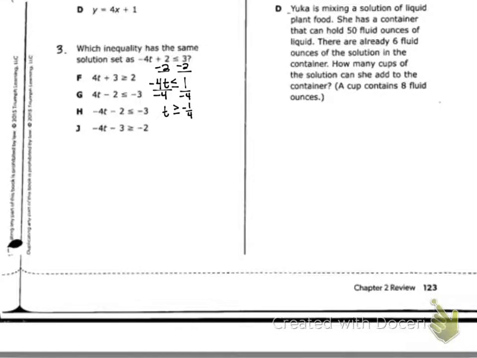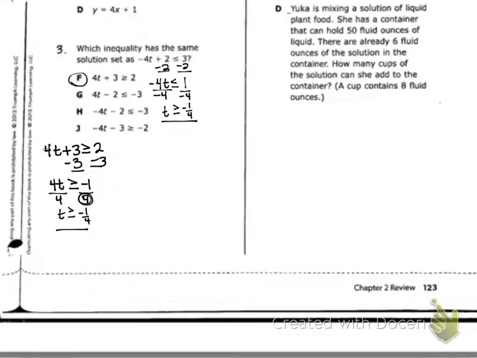Alright, so I'm just going to start with A. So 4t plus 3 is greater than or equal to 2. Minus 3, minus 3. 4t is greater than or equal to 2 minus 3, which is negative 1. Divide by 4, divide by 4. t is greater than or equal to negative 1/4. And we have the same solutions here. And I did not switch the sign because I did not divide by a negative. 4 is positive. So when I divided by this 4, it was positive, so it doesn't switch the sign. The answer is F.